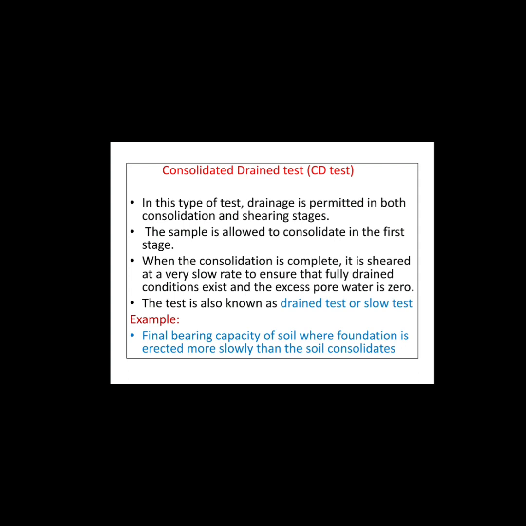The third test procedure is the consolidated drained test or CD test. In this type of test, the drainage is permitted in both consolidation and shearing stages. The sample is allowed to consolidate in the first stage. When the consolidation is complete, it is sheared at a very slow rate to ensure that fully drained conditions exist and the excess pore water pressure is zero. The test is also known as the drained test or slow test. For example, the final bearing capacity of soil where the foundation is erected more slowly than the soil consolidates.